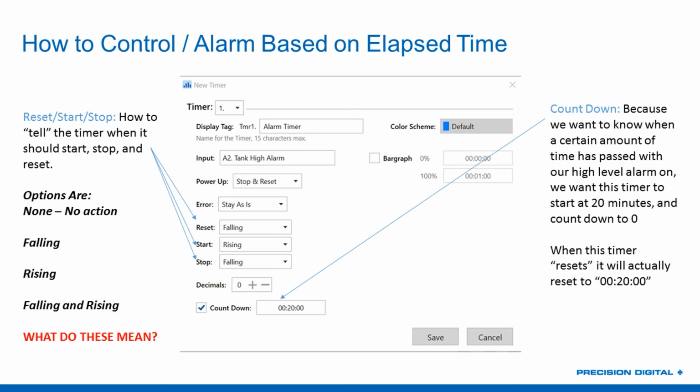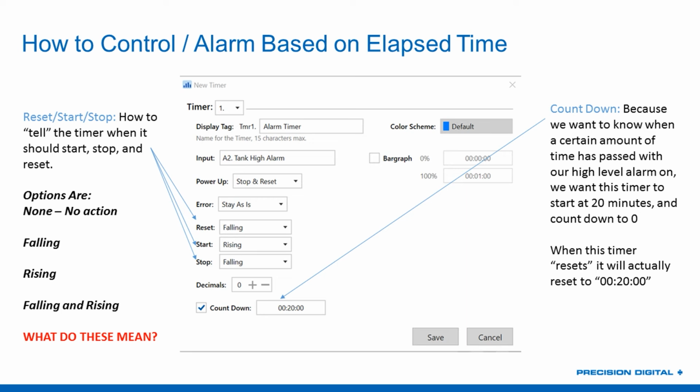So I'm going to this next slide here. The reset, start, and stop. This, again, it tells the consolidator when to start, stop, or reset the timer. And we have to think about this in terms of our alarm, okay? So we want to have this timer start when our high-level alarm triggers. And our high-level alarm triggers when our tank climbs to 80% capacity.